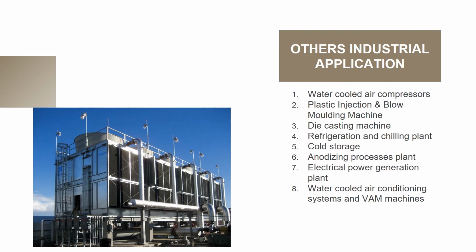For the next slide, these are other industrial applications. I have listed eight other industrial applications other than the common industries. The first one is water-cooled air compressor. The second is plastic injection and blow molding machines. The third is die casting machine. The fourth is refrigeration and chilling plant. The fifth is cold storage. The sixth is anodizing processes plant. The seventh is electrical power generation plant. The eighth is water-cooled air conditioning system and vent machines.